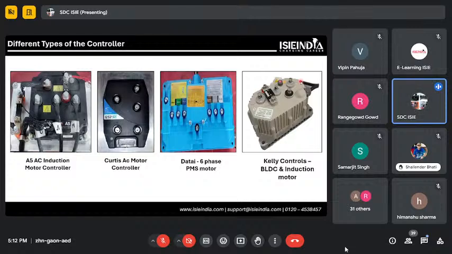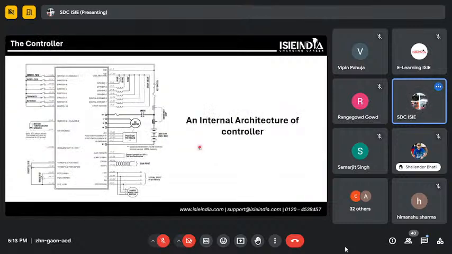The motor is basically an induction motor, PMSM motor, or BLDC motor. Along with that, Kelly controllers and CY gold controllers have different algorithms and all that. These are the controllers present on the market, and their function is to have complete command over the motor operations. When we look at the architecture of each controller, you will find the architecture is very similar to this diagram.